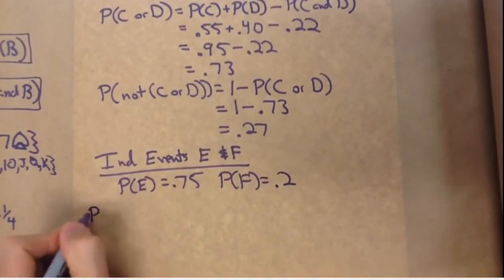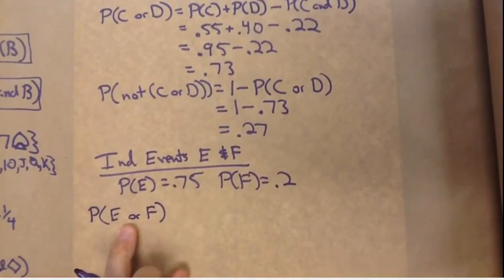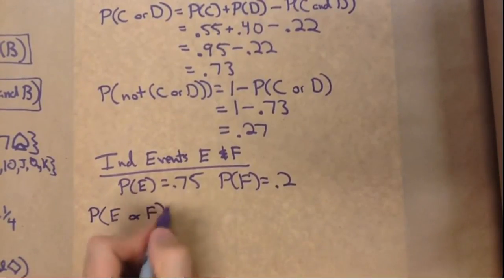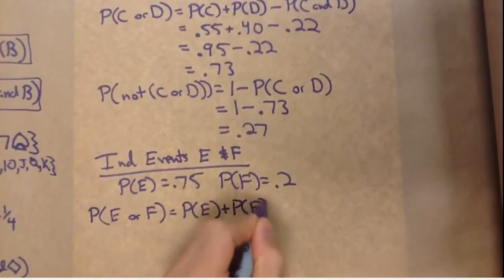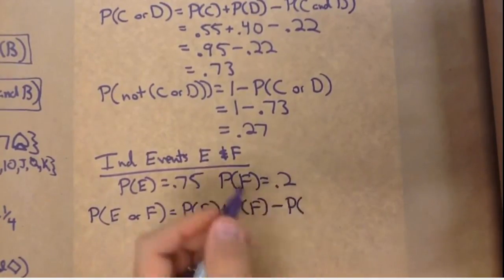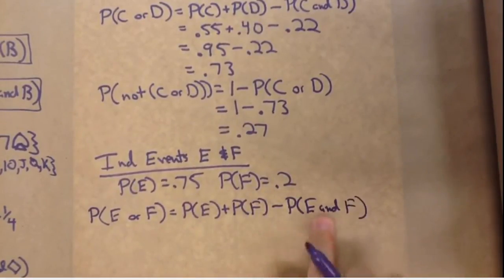So if I'm going to figure out the probability of E or F, I first have to do a little bit of work, because I know this is the probability of E plus the probability of F minus the probability of E and F. But I don't know this yet.